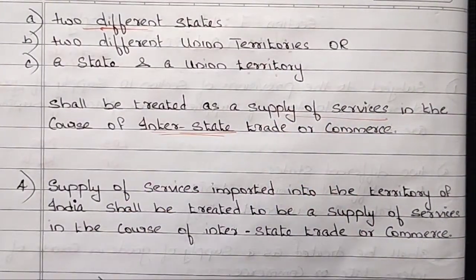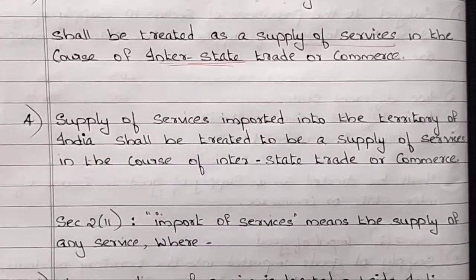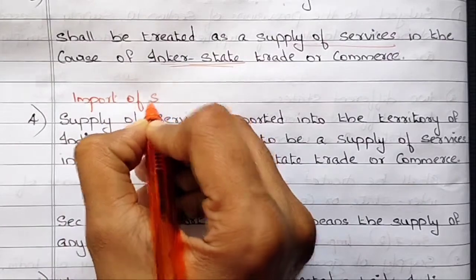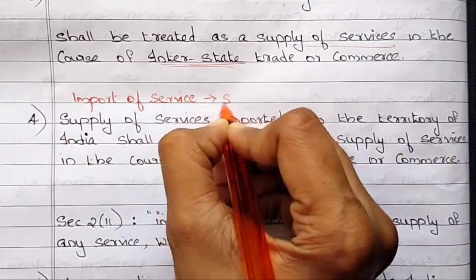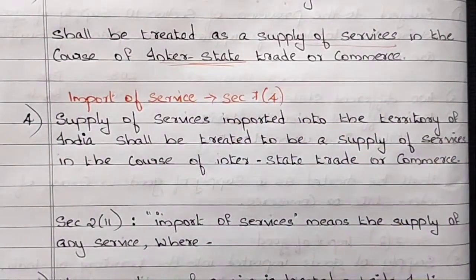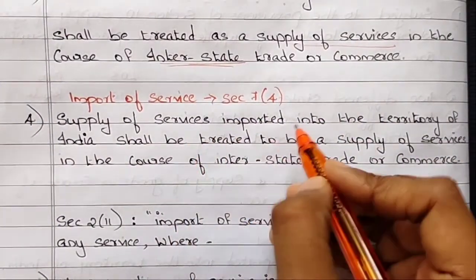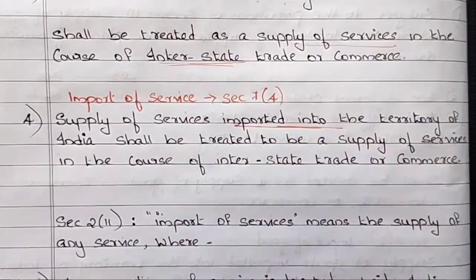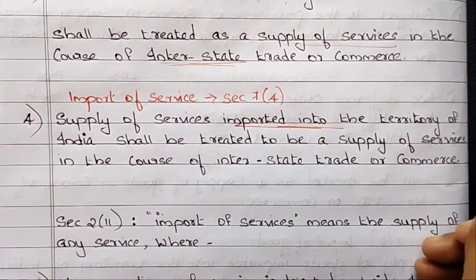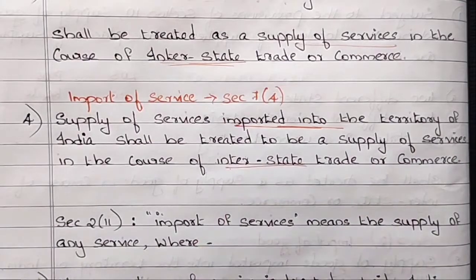Then section 7 subsection 4. It is import of service. Supply of services imported into India shall be treated as supply of services in the course of interstate trade or commerce.